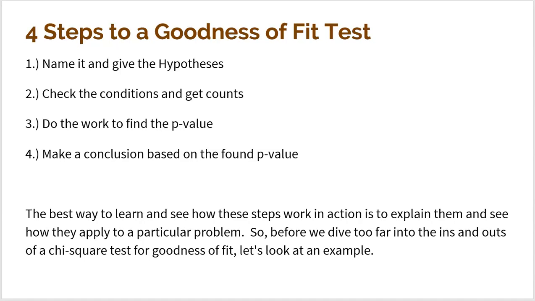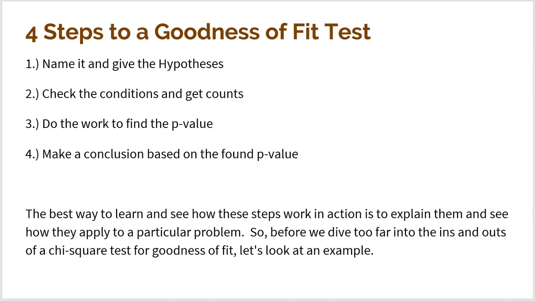Step 3 is to do the work to find the p-value, and step 4 is to make a conclusion based on that p-value. The good news is you should recognize p-values. Oh, I get that. That's easy. I'm simply going to compare my p-value to my level of significance. If I'm lower, I'm going to reject the null. If I'm higher than the level of significance, I'm going to fail to reject the null. Good news is none of that is going to change. So a lot of these steps do look very, very familiar.